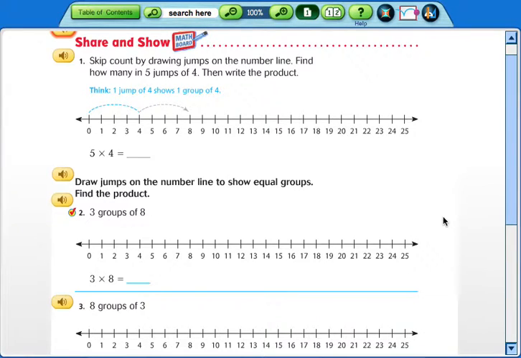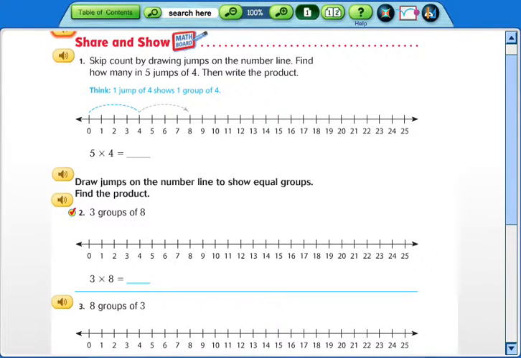So just like you all skip count with our songs, 3, 6, 9, 12, 15, you all are just skip counting. We're going to do the same thing. We're just going to skip count, but this time we're going to use a number line. And these can help us find products quickly. So let's look at this first one. The equation it wants us to solve is 5 times 4, and it wants us to use a number line.